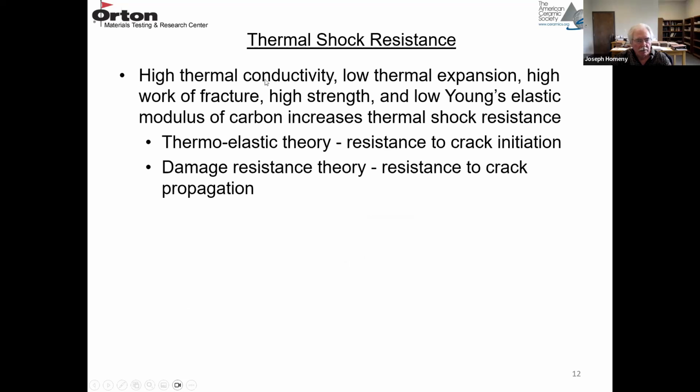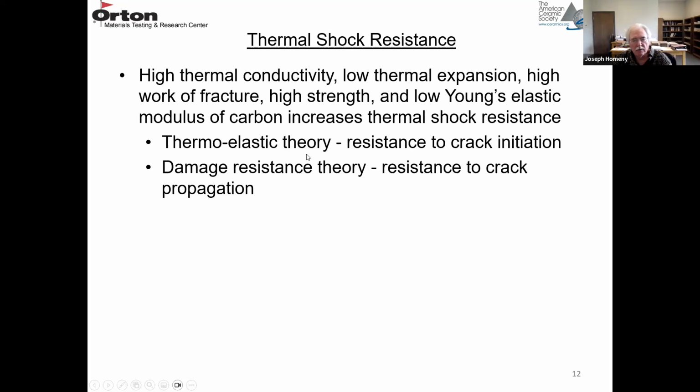So high thermal conductivity is desirable, low thermal expansion, high work of fracture, high strength, and low elastic modulus. That's what you want to build into the composite. So there's two approaches to designing a composite with improved thermal shock resistance. There's the thermoelastic theory and the damage resistance theory.